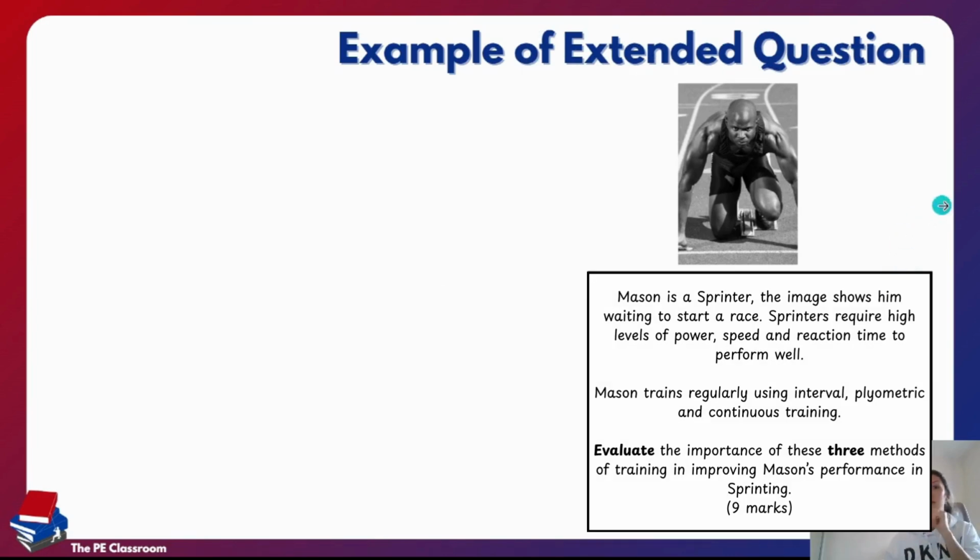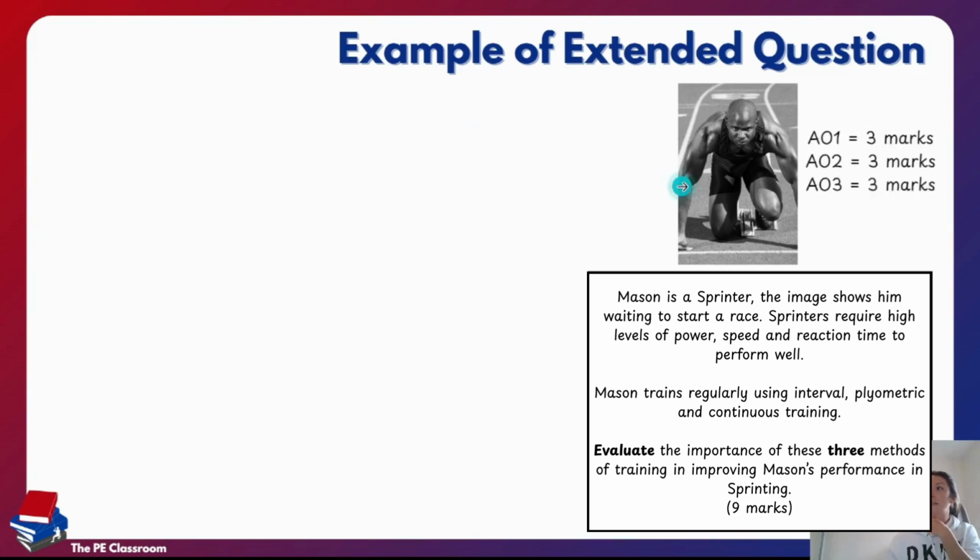Okay, so the example question that we've got here is: Mason is a sprinter. The image shows him waiting to start a race. Sprinters require high levels of power, speed and reaction time to perform well. Mason trains regularly using interval, plyometric and continuous training. Evaluate the importance of these 3 methods of training in improving Mason's performance in sprinting.